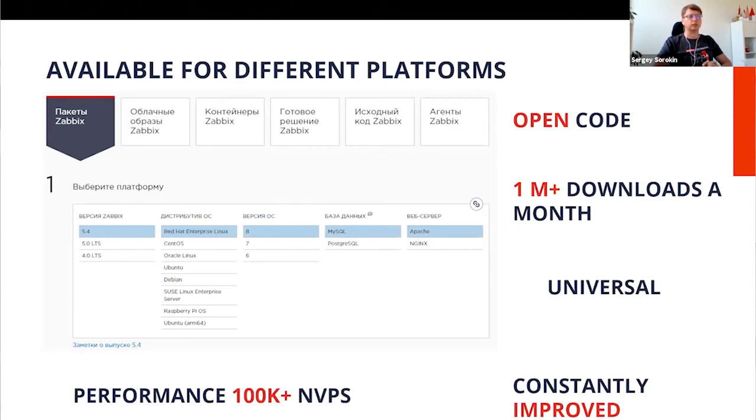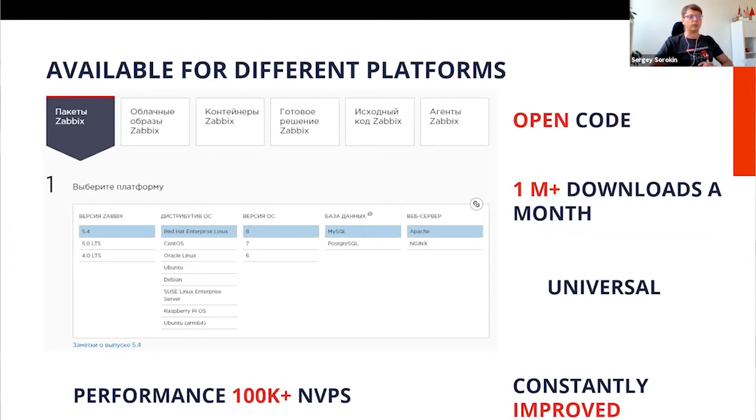Important is that Zabbix is constantly improved. Zabbix software has existed on the market for more than 23 years, and each new version of Zabbix brings new features, new abilities, new additions. It's growing both horizontally, in terms of covering more and more different types of devices and software, and vertically, extending all the time. And what is very important is that Zabbix is a very robust and high-performing software.